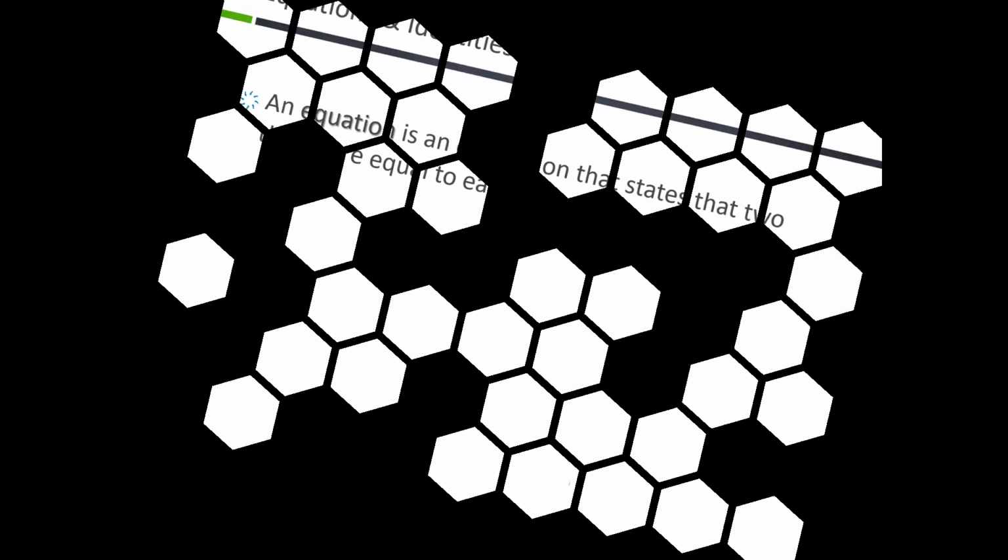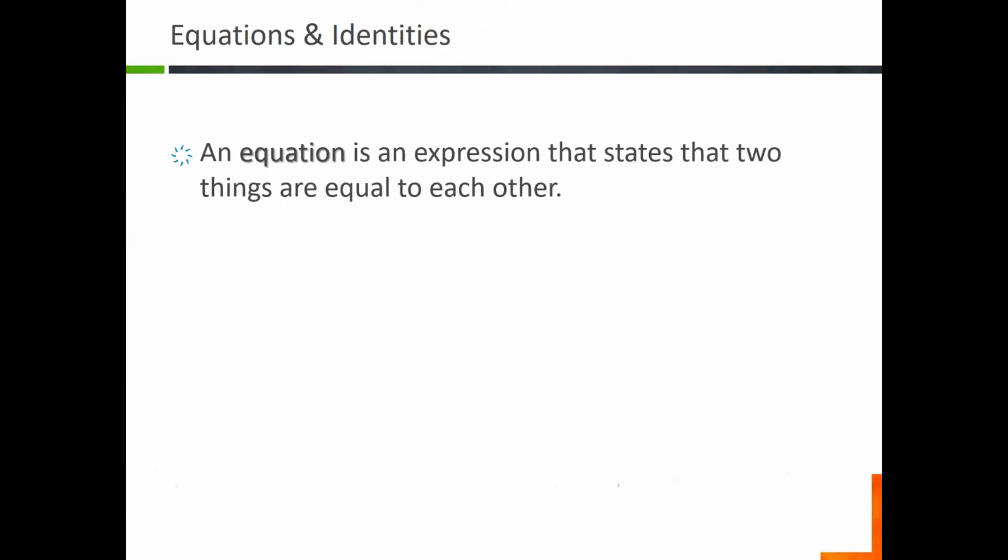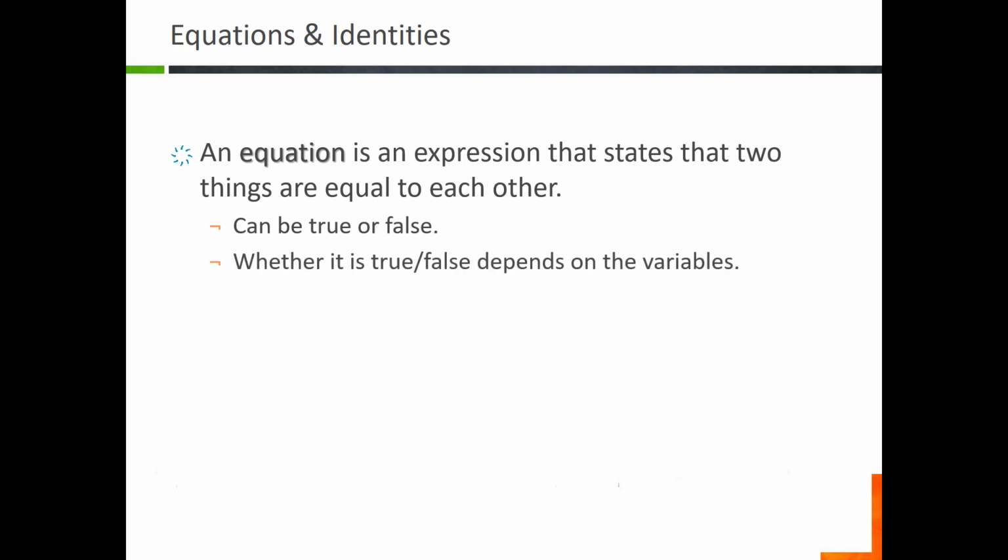and let's compare it to what we think of when we think of an equation. So we know that an equation is an expression that states that two things are equal to each other. You have something on the left that is equal to something on the right. And we know that an equation can be true or false, and whether it's true or false depends on the variable. If you put 0 in for the variable, the equation might be true, but if you put in 5, the equation may become false. So that's an equation, right?